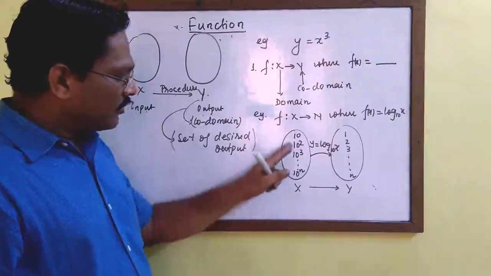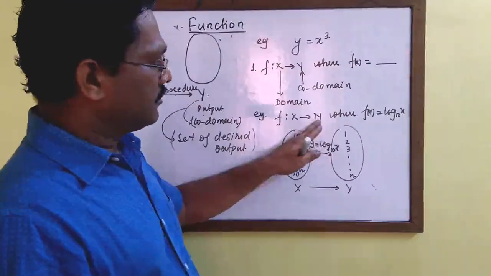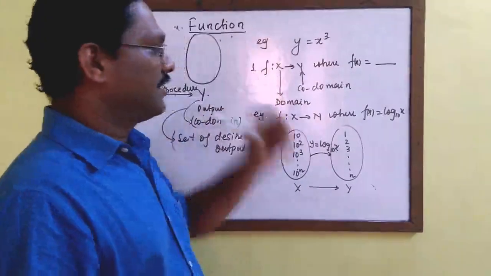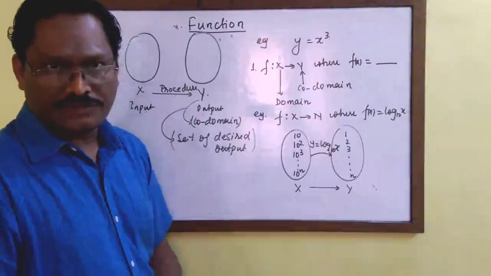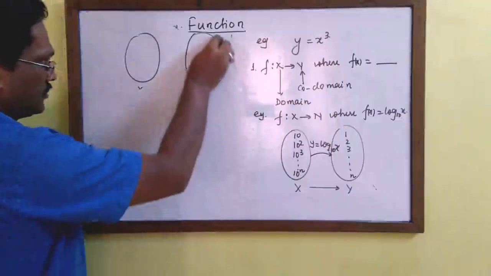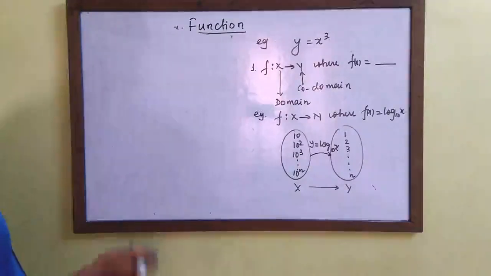That means the set of restricted values which x can have to get the elements of y as output, this restricted set is called the domain of the function. Now, this is the first option, where I have specified that I want this.